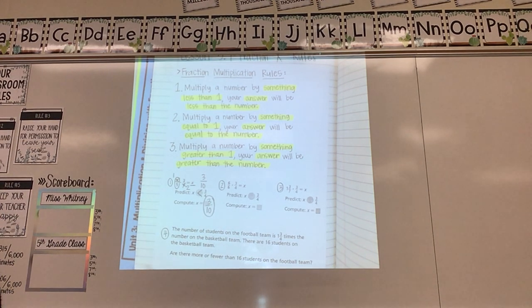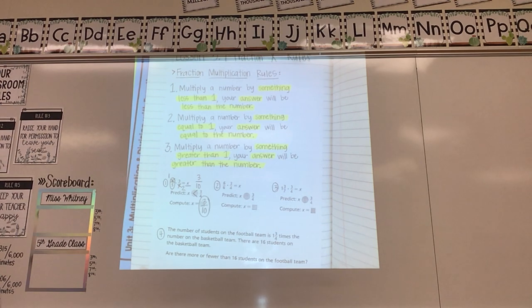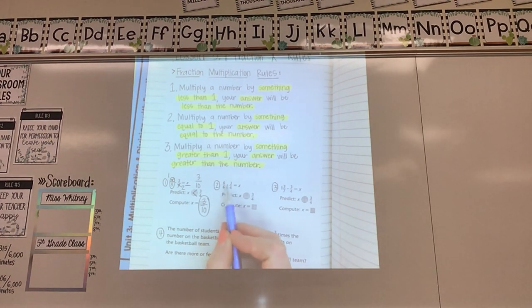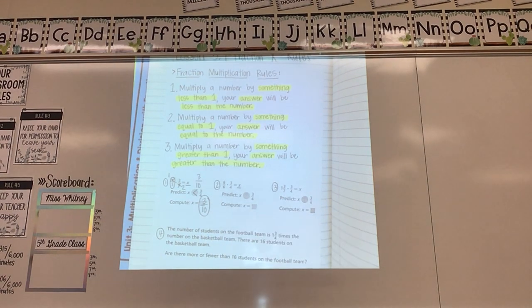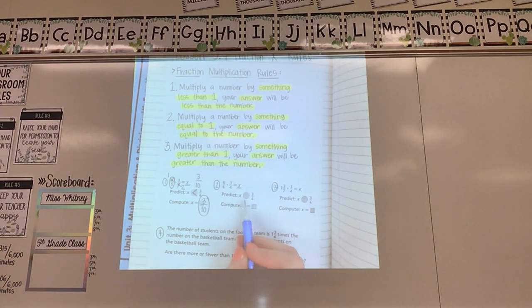Let's try another one with number 2. You'll start to get the hang of it. I have 6/6 times 3/4 equals x. Remember, that's just like the blank. First, I'm going to predict. X is what? Then 3/4. Remember, look at this number and find the other number in my problem. So what are they multiplying 3/4 by?